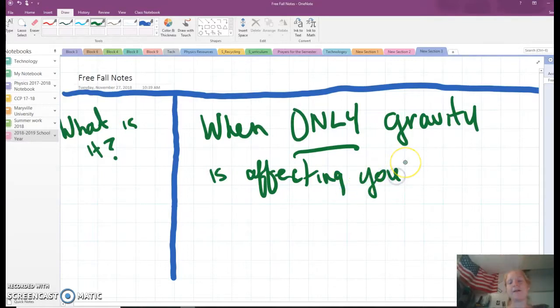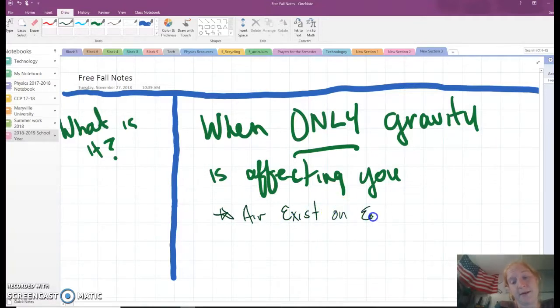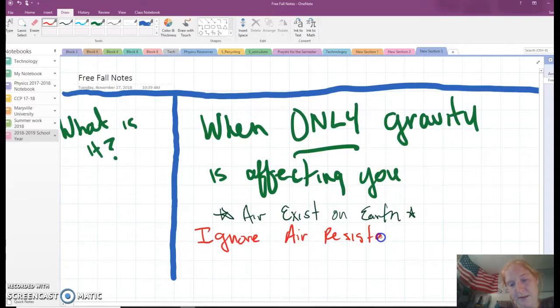Okay, but there's a caveat to that. We live on Earth. Planet Earth has air. You can't live here without air. So the caveat in our stories will always be there: air exists on Earth. For our purposes, we are going to ignore air resistance unless otherwise told.